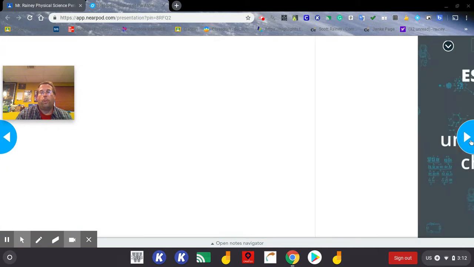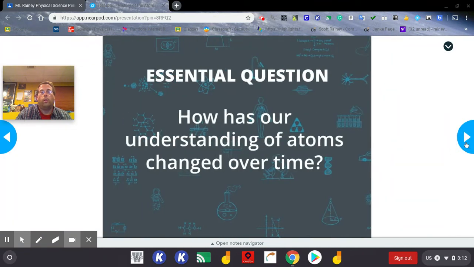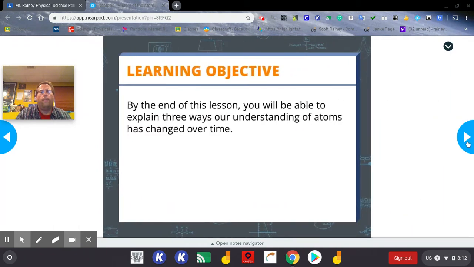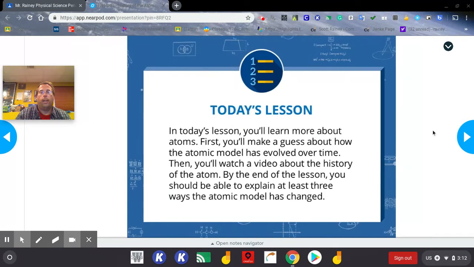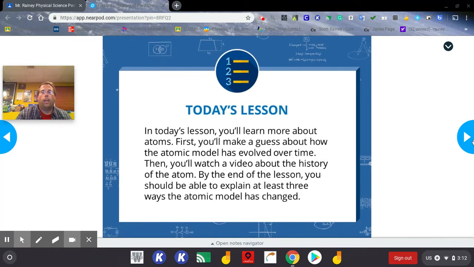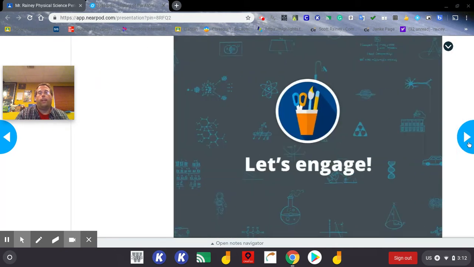Remember the first part, we were just going through how our understanding of atoms changed over time. That's the point of the lesson for today. And by the end of the lesson, you were able to explain one way our understanding of the atom has changed. So today we're talking about the atom. We're going to get to how the atomic model has changed over time. We're going to watch a video about the history of the atom, and then we should be able to explain a couple ways the atom model has changed.